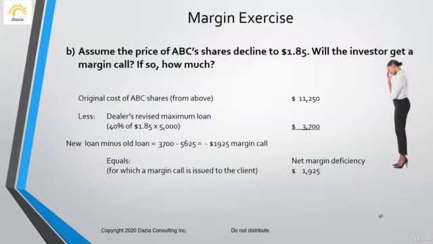Now, let's assume the price of the shares goes down, right? So you bought it at $2.25, but it went down. And of course, you're not going to be happy. You're going to be sad. In this situation, it went down and you are now in trouble. So now you may get a margin call.